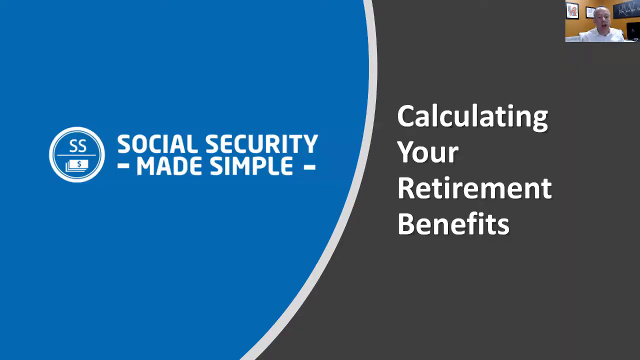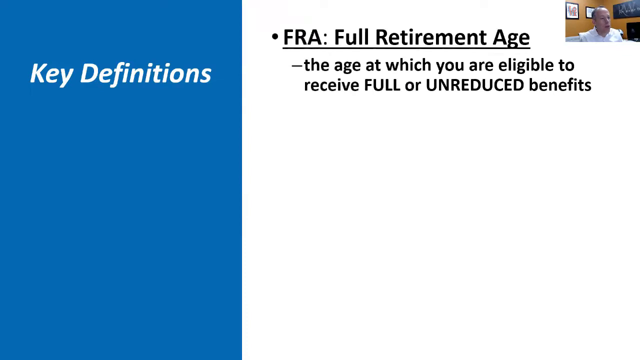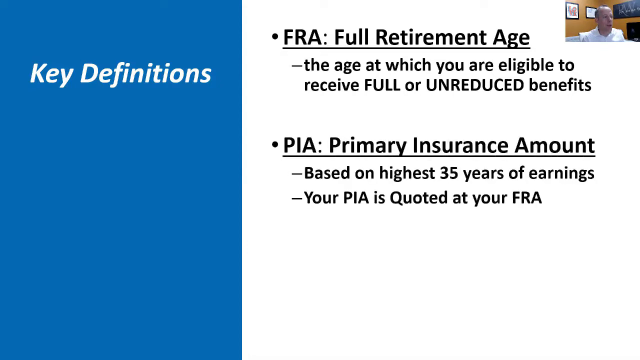Let's make sure you know how to calculate your benefits based on what your statement says. So calculating retirement benefits, there's two key definitions you should know. And on your statement, you'll see a line item that talks about these. Full retirement age is one of the definitions. It's the age at which you're eligible to receive full or unreduced benefits. So full retirement age is a critical term, and primary insurance amount is another critical term.